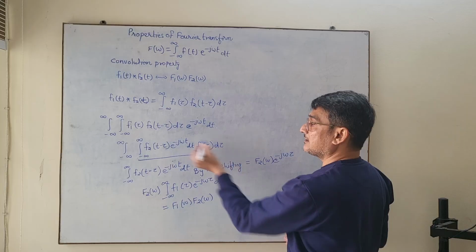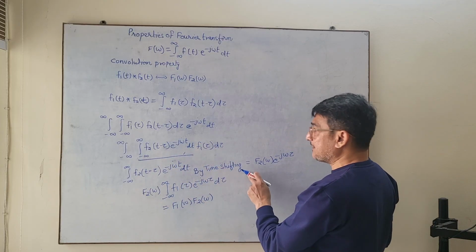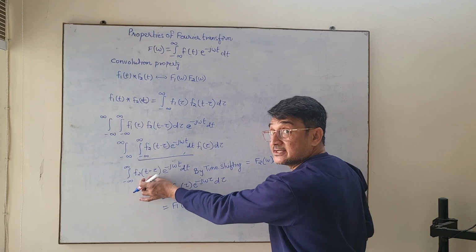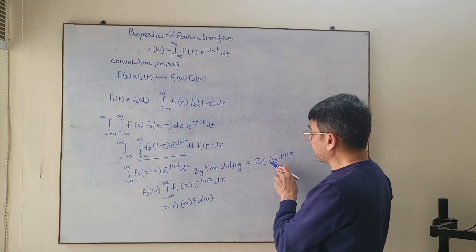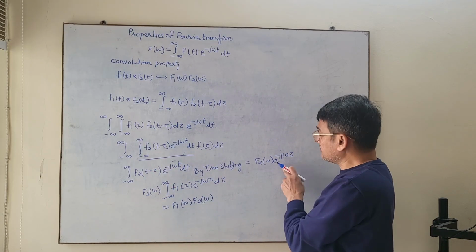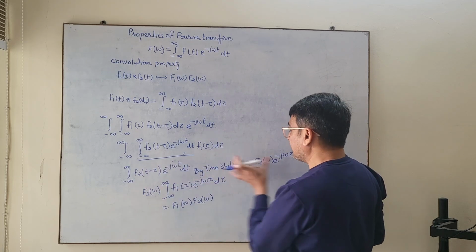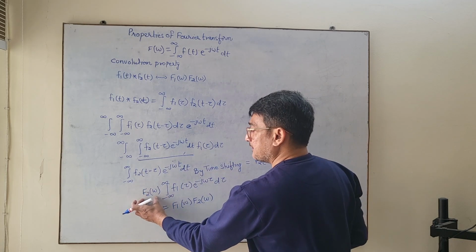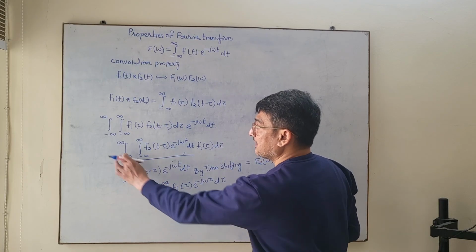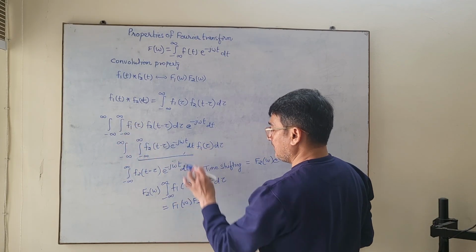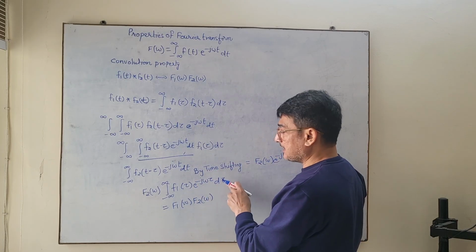Because this part is nothing but the time shifting property. So by the time shifting property, this part will be what? F2 of omega, and it is shifted by tau, so it will be shifted in the exponential part. So e to the power minus j omega tau. So this whole thing can be replaced with this. So I have replaced it with F2 of omega, integration minus infinity to infinity f1 of tau e to the power minus j omega tau d tau.